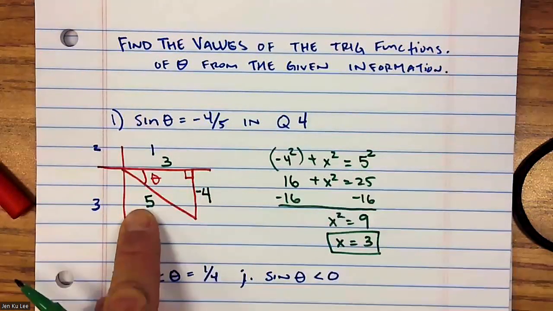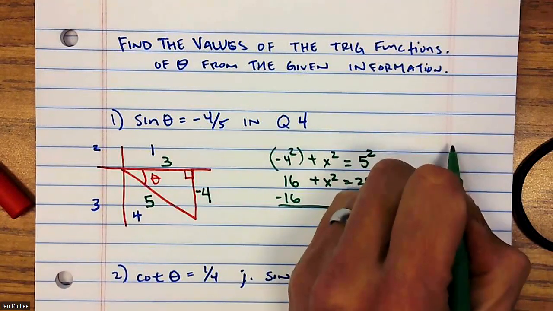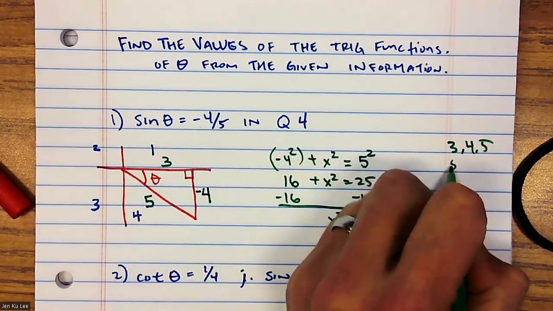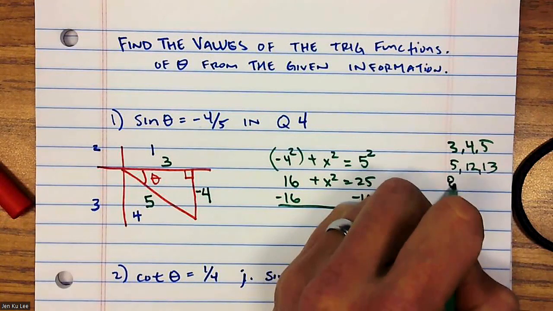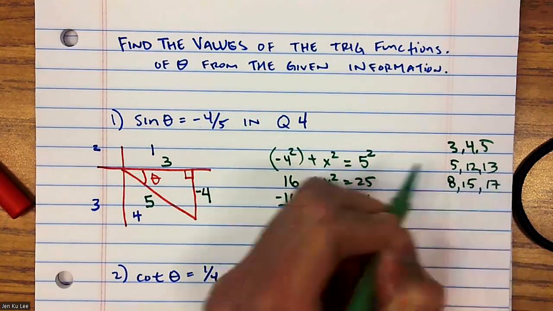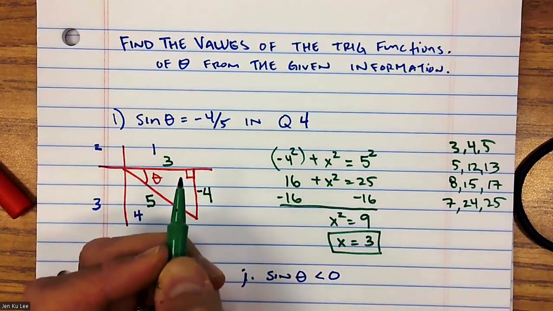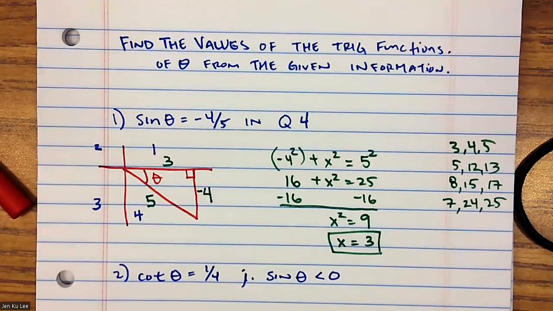So that's 3. Or class, just know your special right triangles in terms of the sides. There's 3, 4, 5. There is 5, 12, 13. So let's write it down as a list: 3, 4, 5; 5, 12, 13; 8, 15, 17; 7, 24, 25; and any multiples of these. Okay. All right.